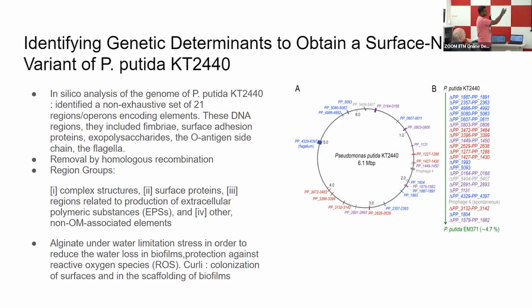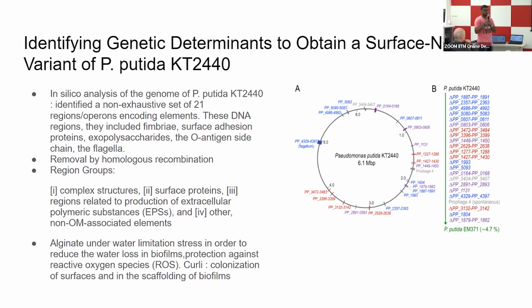Figure B represents the order in which the regions were removed. Initially we have Pseudomonas putida KT2440 and finally the strain is Pseudomonas putida EM371. That 4.7% represents the genome reduction, so compared to the parent strain there is a genome reduction of 4.7%. These are the region groups they focused on: complex structures, surface proteins, regions related to production of extracellular polymeric substances, and non-OM associated elements. OM means outer membrane.